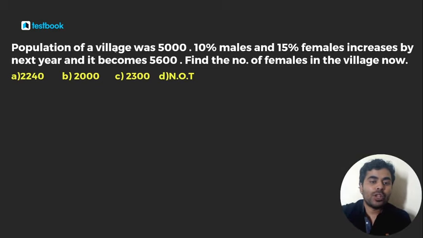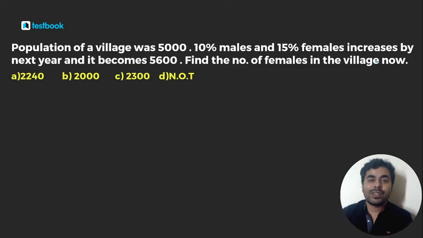Okay, so the population of a village was 5000. The males increased by 10% and the females by 15% by next year, and the population becomes 5600. Obviously the population will also increase. Find the number of females in the village.